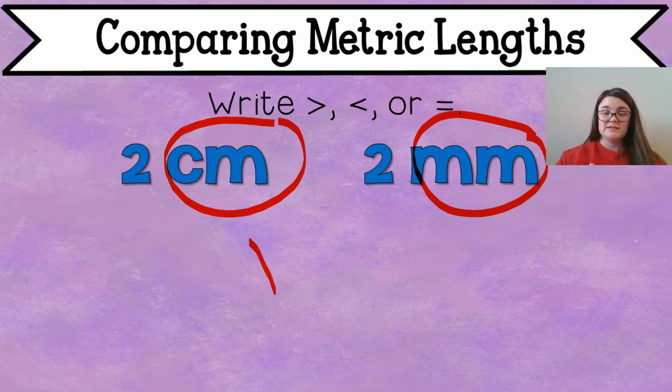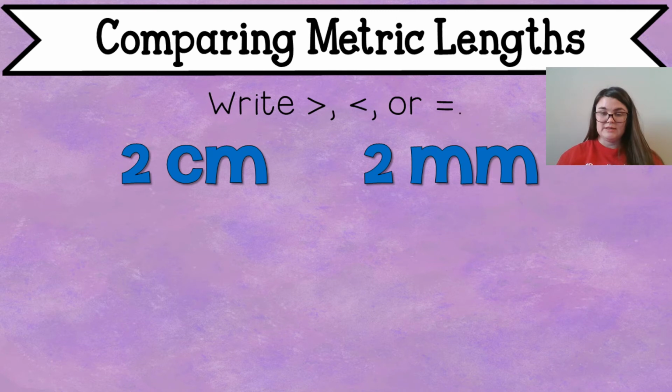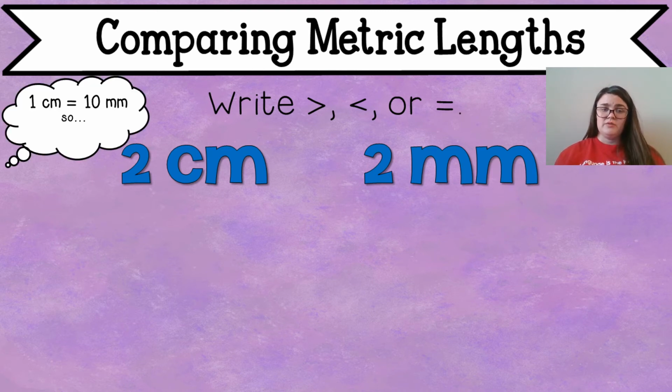The answer is a centimeter. Centimeters are larger. So when I'm solving this problem, first I think about which unit is bigger. I know that 1 centimeter is equal to 10 millimeters. So which one of these two would be greater? The answer would be 2 centimeters. 2 centimeters is bigger than 2 millimeters.